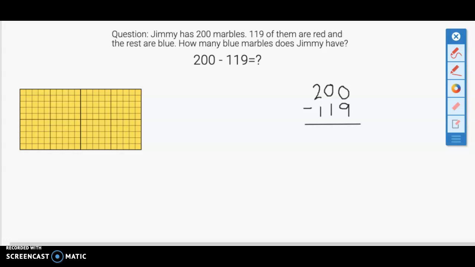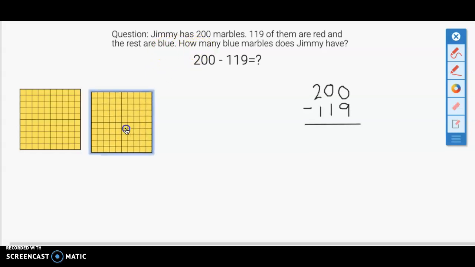Everyone, today we're going to be working with the problem: Jimmy has 200 marbles. 119 of them are red and the rest of them are blue. How many blue marbles does Jimmy have? Our equation for this problem is 200 minus 119 equals our unknown, or the number of blue marbles.